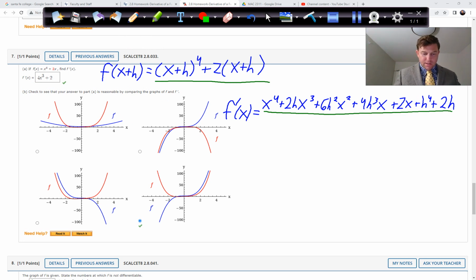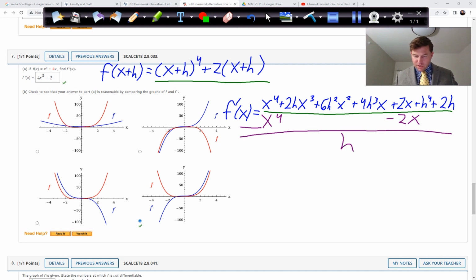Then it says subtract. So again, we have to subtract the original function. The original function was x to the 4th and 2x. And let me line these up. And this is all divided by h. So I'm doing the limit thing, but I'm not writing every little step. So think about this. x plus h to the fourth, that's two bubbles you have to FOIL, and then two other bubbles you have to FOIL. So it's four bubbles.